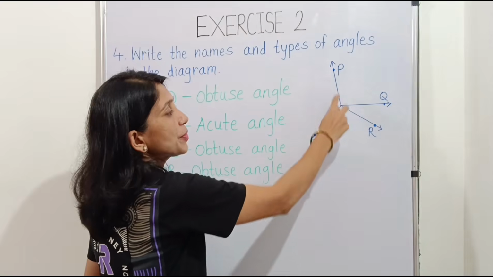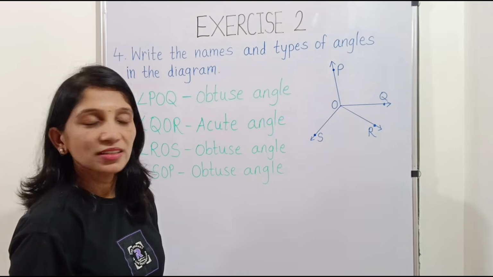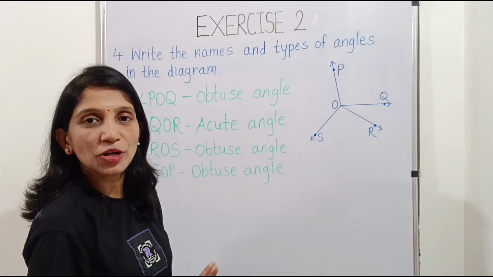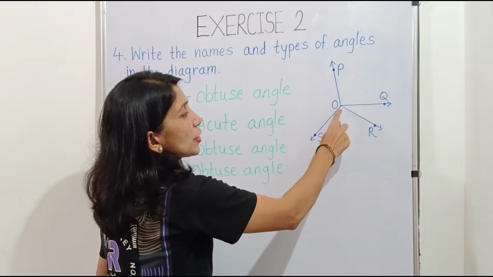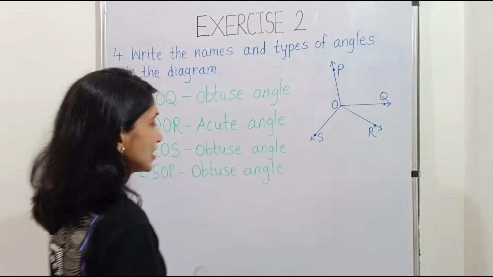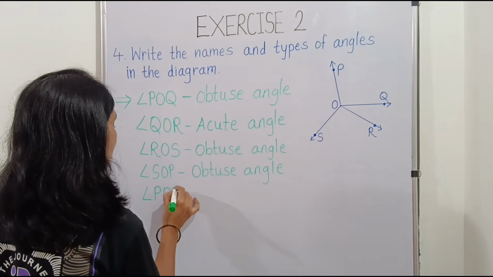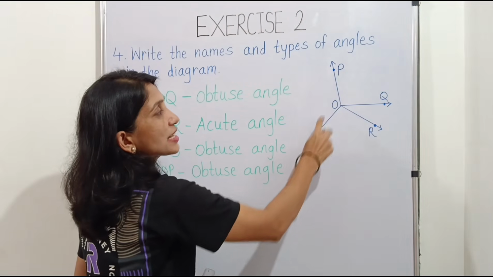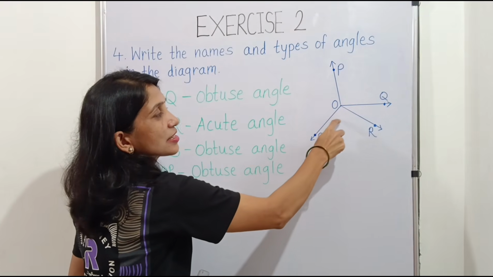Next, angle POR is also obtuse angle. So already you have written 3 examples of obtuse angle. So I'm not writing the name. See next one, angle POS. Can you tell me which type of angle it is? Angle POS. See the measurement. See this.